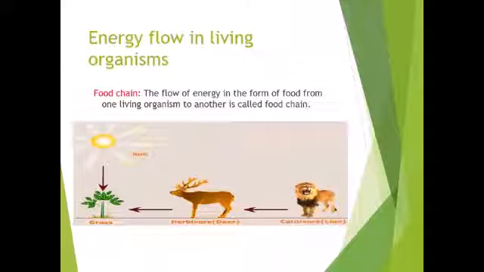So we can say a food chain is the flow of energy in the form of food from one living organism to another. Here in this picture you can see grass is eaten by a herbivore and the herbivore is eaten by a carnivore. This energy of the sun which is used by plants gets transferred from producers, meaning from plants, to herbivores and then from herbivores to carnivores.